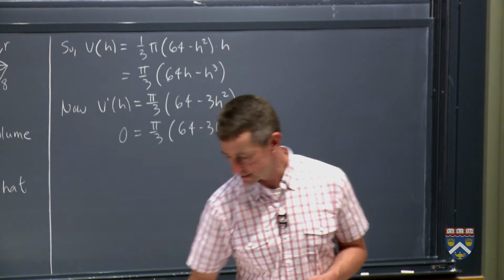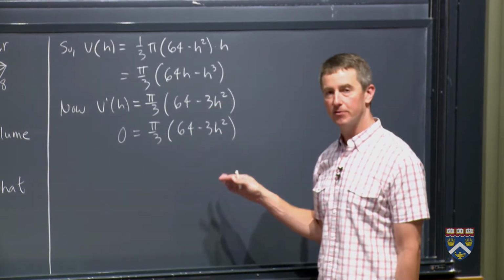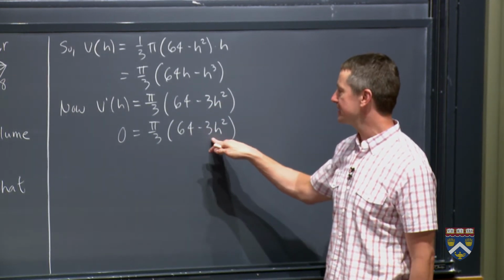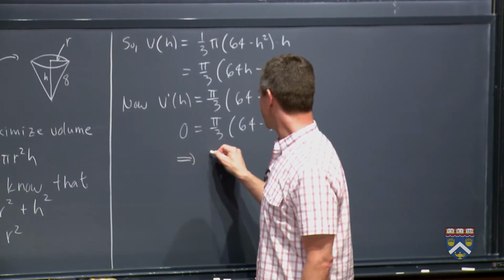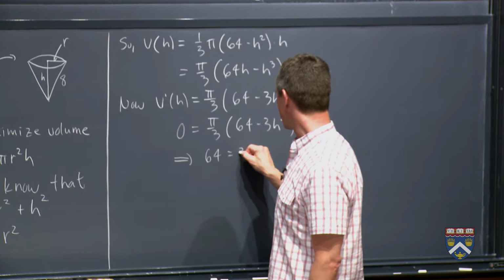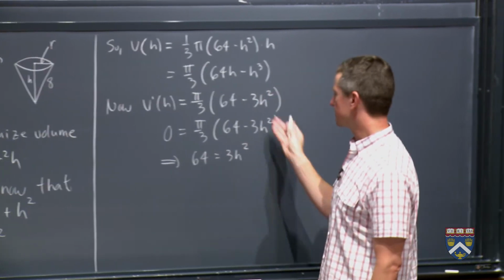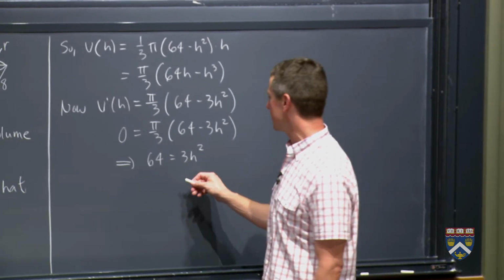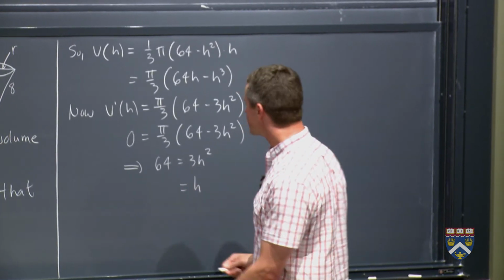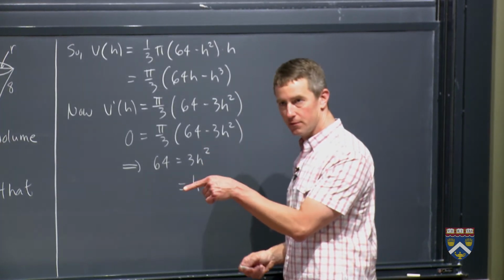Can pi over 3 be 0? No, pi over 3 certainly can't be 0. So it must be true that this is 0, meaning it must be true that 64 equals 3h squared. Right? That's what's going to make this 0. 64 minus 3h squared equals 0. Move the 3h squared to the other side, and then if I solve for h, I've got h squared equals 64 over 3.